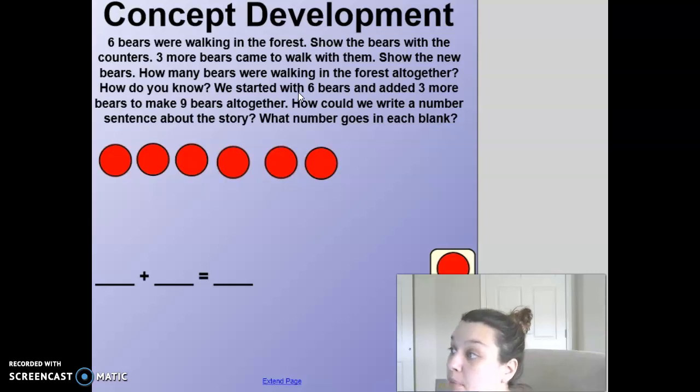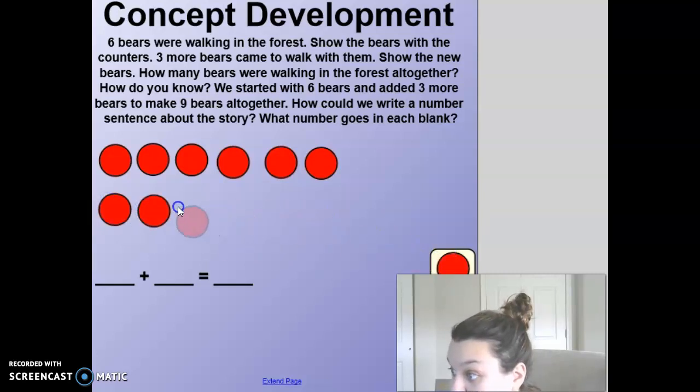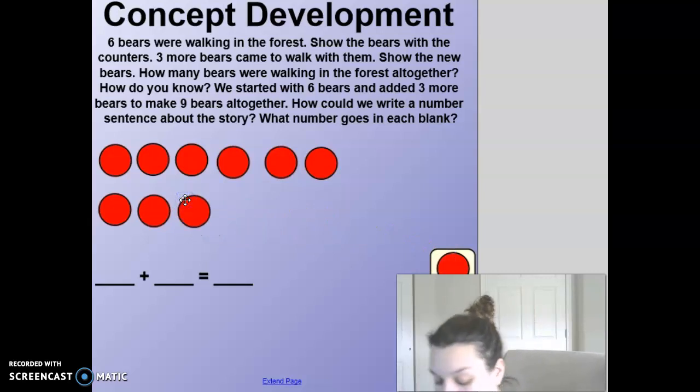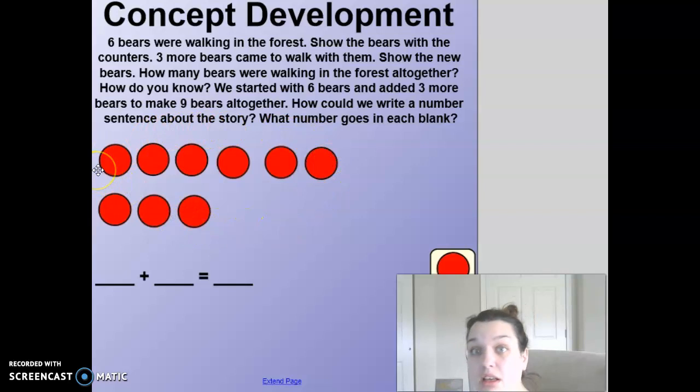Okay, now our story gets better. It says 3 more bears came to walk with them. Let's add 3 more. So if you're drawing bears, draw 3 more bears. If you're drawing shapes, draw 3 more shapes. I just added 3 more counters. They want to know how many bears were walking in the forest all together. And they also want us to let them know how we know our total. So we can say we know our total because we counted our bears in our picture, right?